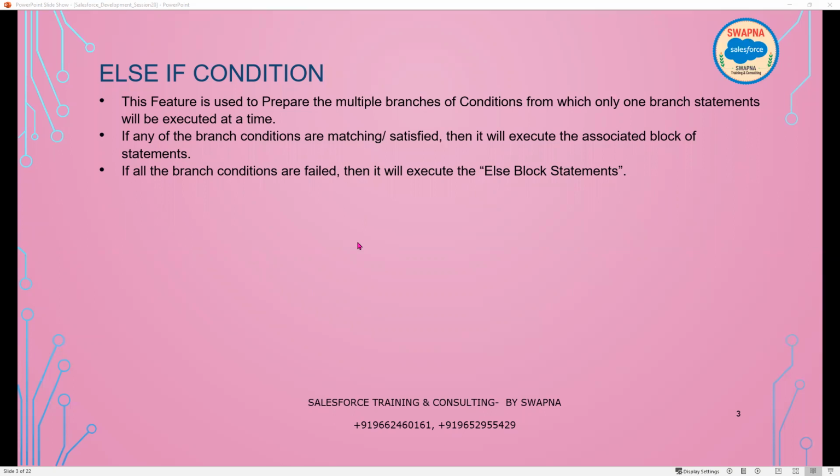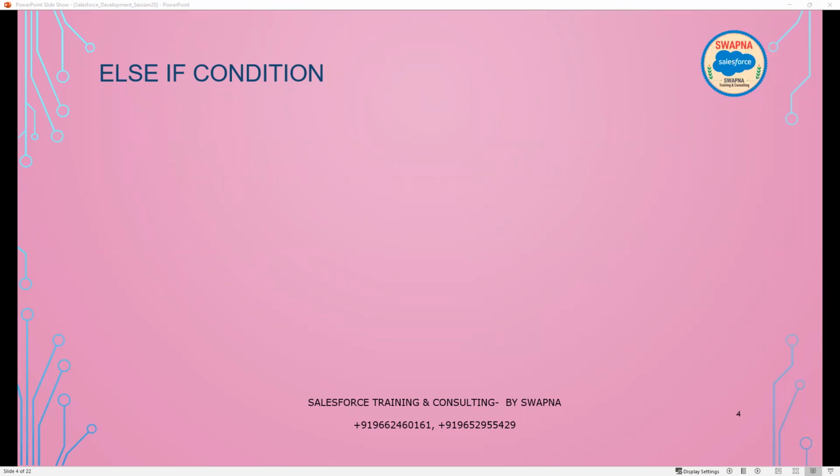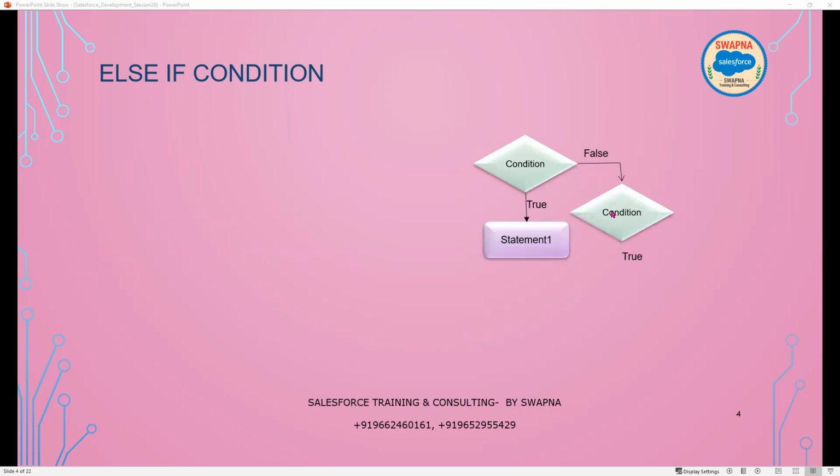Okay. So now here, let's move on. Let's see the else if condition, let's see the syntax. We have a first if condition. If the condition is true, then we will execute statement 1. In case the condition is false, whatever the condition is, it does not meet the criteria, then it will not execute the block statement. It will go to another condition. In that condition also, if the condition is true, then it will execute the statement. If this condition is also not true, then it will go to another condition.